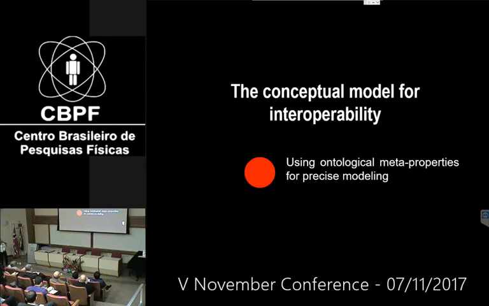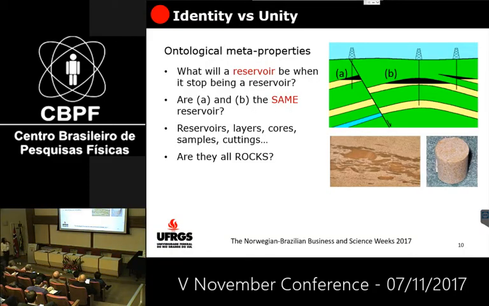So, what do we use from this theory to improve interoperability? One of the things that we use is philosophical meta-properties to analyze a legacy model or analyze the domain to do knowledge acquisition. One of the meta-properties is identity and another is unity. I chose these two. There are plenty of meta-properties that you use to analyze models, but these two are very important for geology.